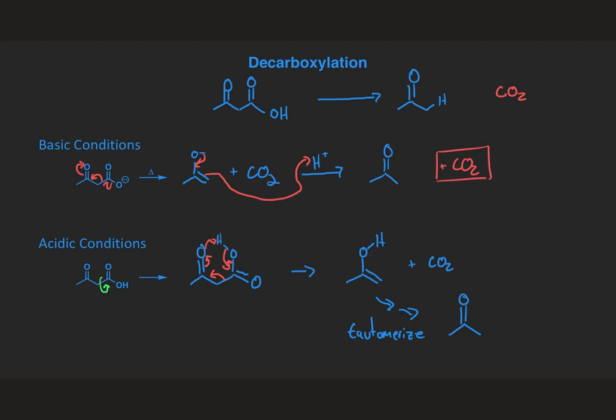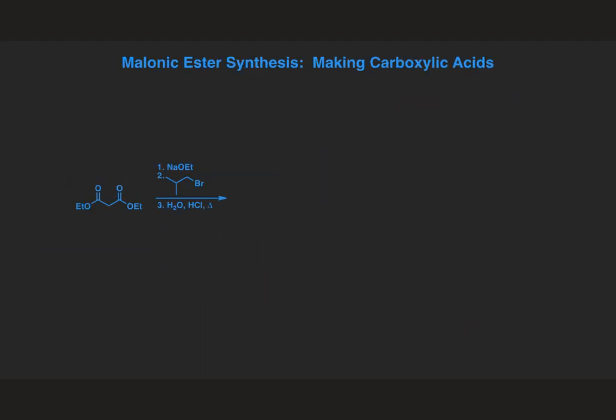So if you have a beta carbonyl to a carboxylic acid, so we've got an alpha carbon, the beta carbon, so if there's a carbonyl on the beta carbon of a carboxylic acid, it can decarboxylate and lose CO2 in basic or acidic conditions. We can use this decarboxylation process to make certain compounds.